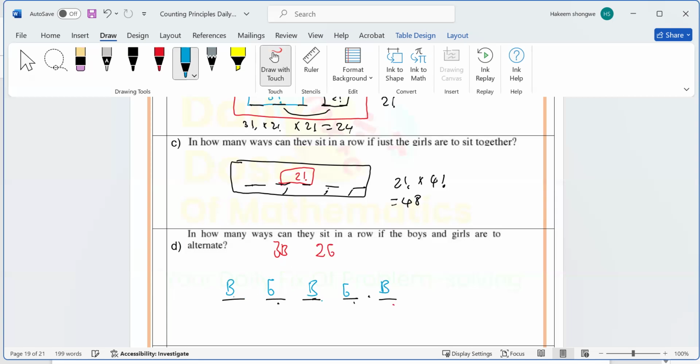So how many boys do you have? It's 1, 2, 3. Can you see that? And then we have, how many girls? We have 1, 2. Now, for this space, we're going to do it this way then.